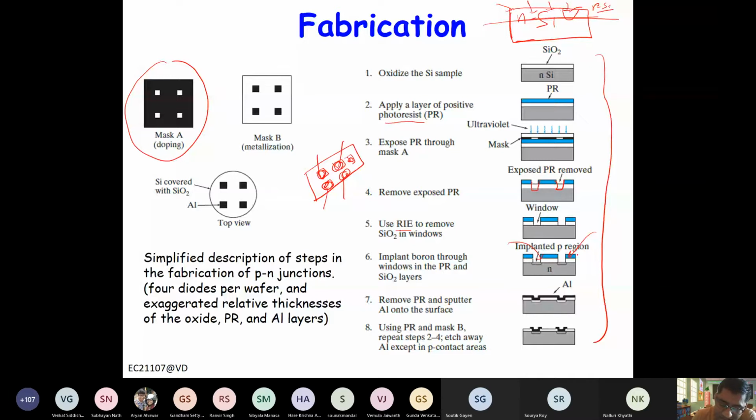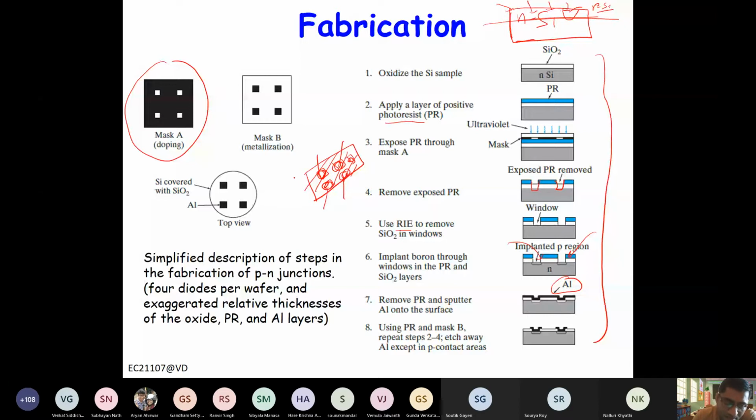Once we remove the photoresist, now we have made a PN junction and we want to make a contact. So for that, we deposit metal here, right? Here it is aluminum, but there are other metals also, and each metal has its reason to choose or not to choose. But this metallization will basically happen as a blanket, right? So the whole surface will be covered with metal. Now we want to connect it as per our convenience.